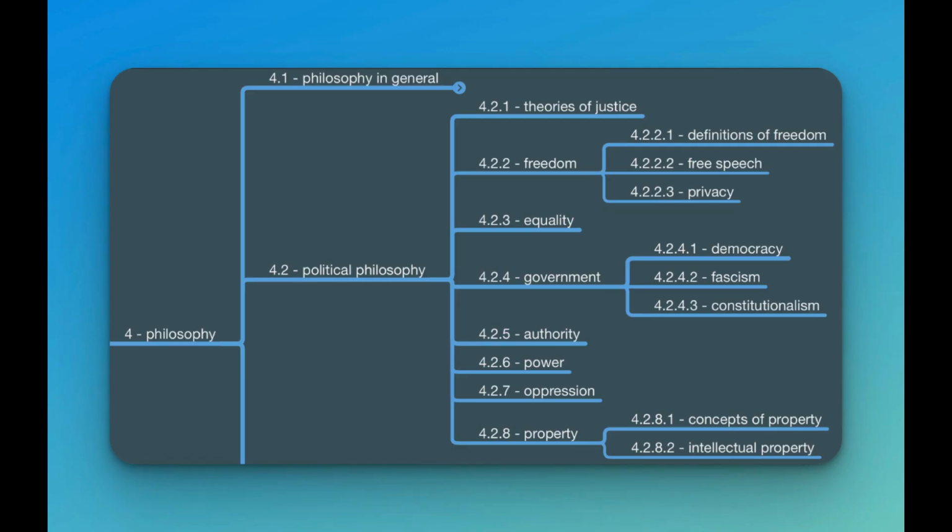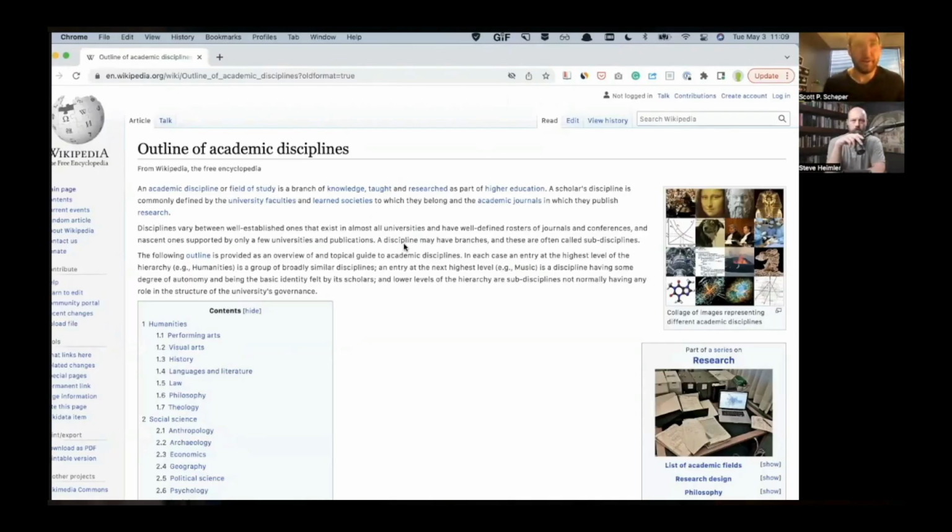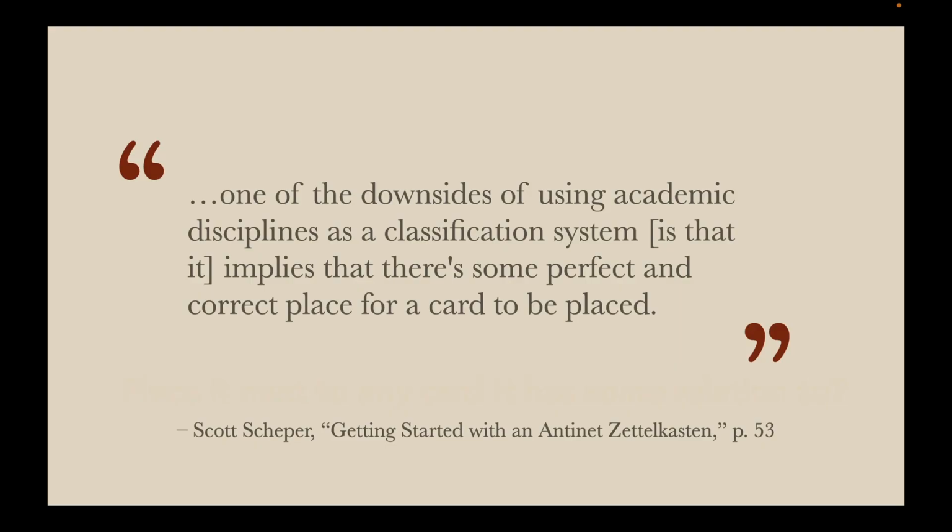It can be easy to forget this if you start your Zettelkasten the way I recommended in an earlier video, namely by coming up with subject areas that your notes will be about and building out branches from those areas 1 or 2 levels deep. Shepper makes more or less the same recommendation, advising beginners to use the Outline of Academic Disciplines Wikipedia page as they come up with areas to focus on, and he recognizes that starting out this way can lead people astray. He writes, one of the downsides of using academic disciplines as a classification system is that it implies that there's some perfect and correct place for a card to be placed.